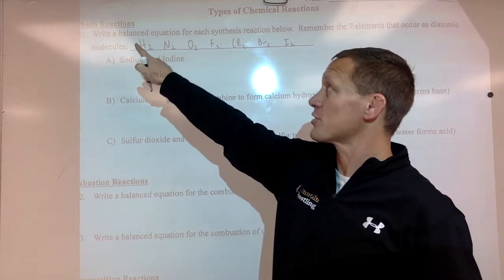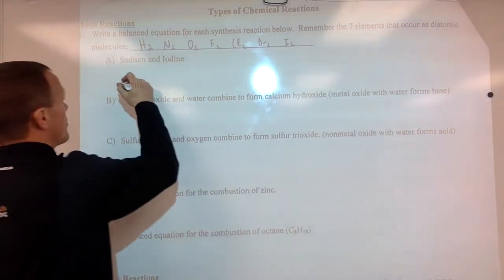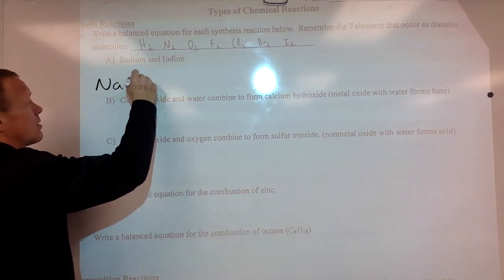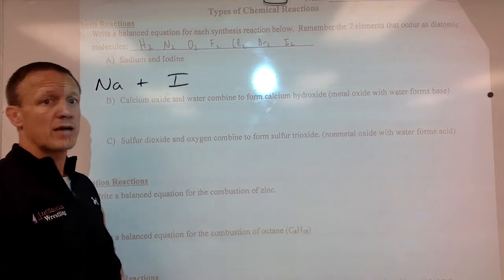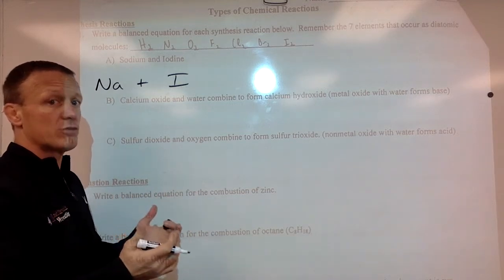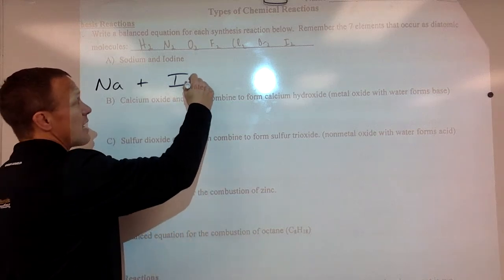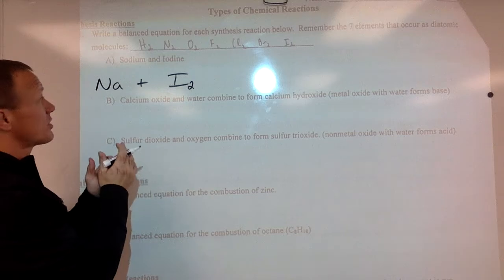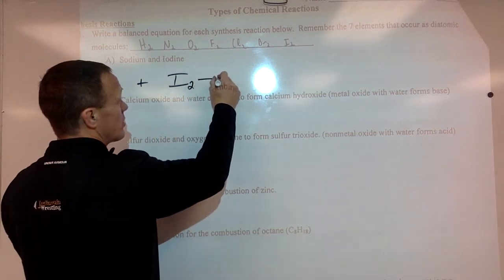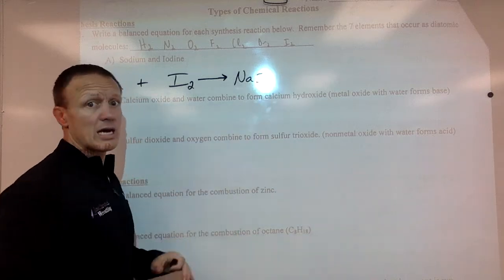Synthesis reaction: sodium and iodine are reacting. So that means sodium plus iodine, 2 separate things. Sodium's a metal, reacting with iodine, which is a non-metal. Iodine is one of the diatomic elements, so it needs a 2 with it. Sodium is not. Synthesis means they come together, so there's my arrow, and they form a compound of sodium iodide.